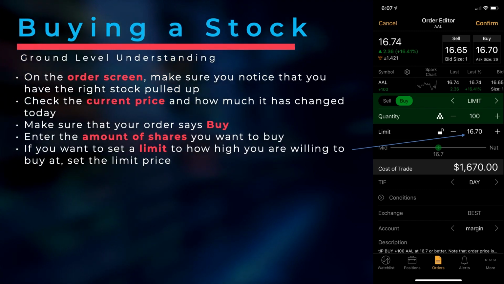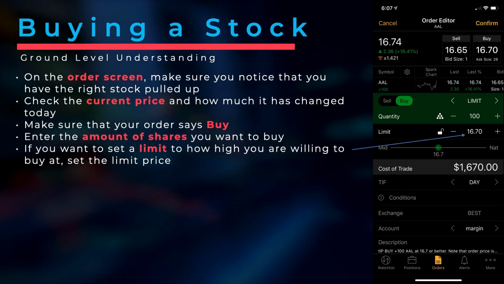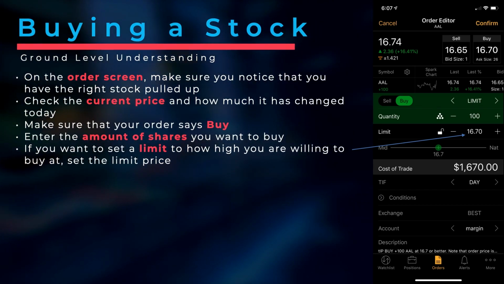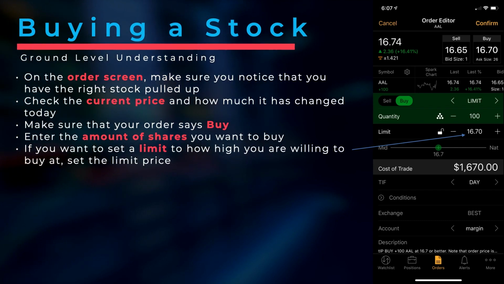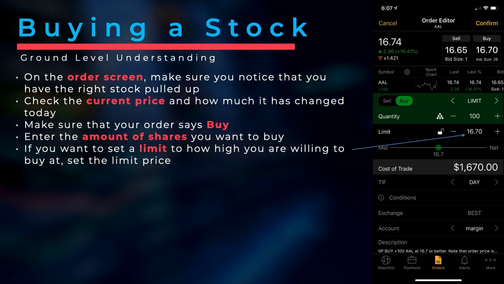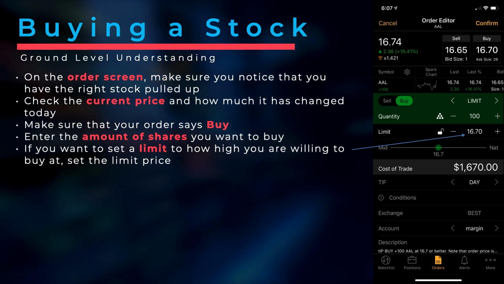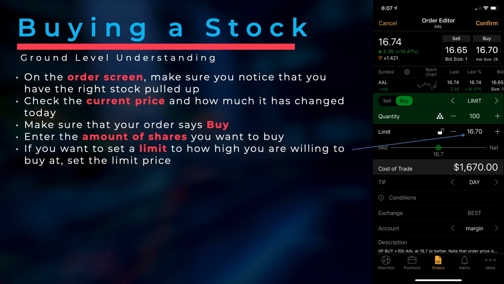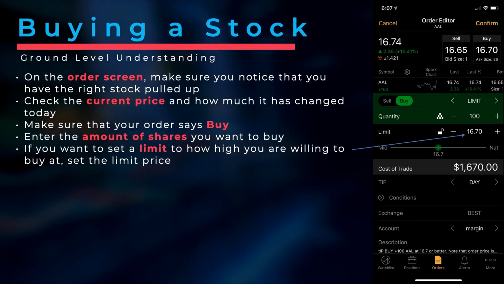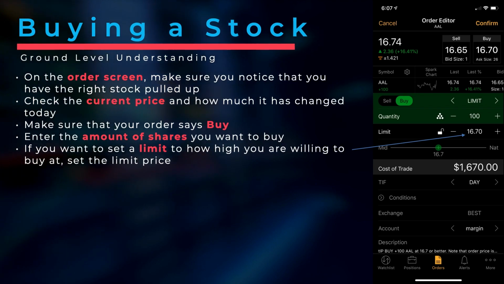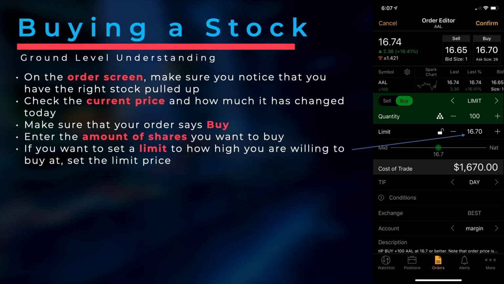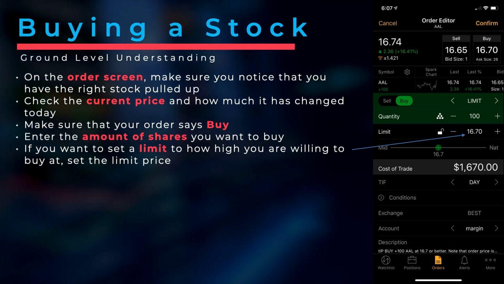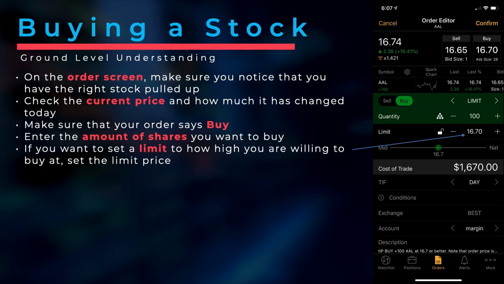Now, what happens with this order is it goes out to the market and it tells the market, okay, I don't want to pay any more than $16.70 for this particular stock. So hang my order out there until somebody is willing to come down to my price and sell to me at the price that I want, or I'm not going to buy anything. That's what a limit order is. The order will hang out until you get a person that is willing to sell at that price for you. The other alternative is to set a market order.